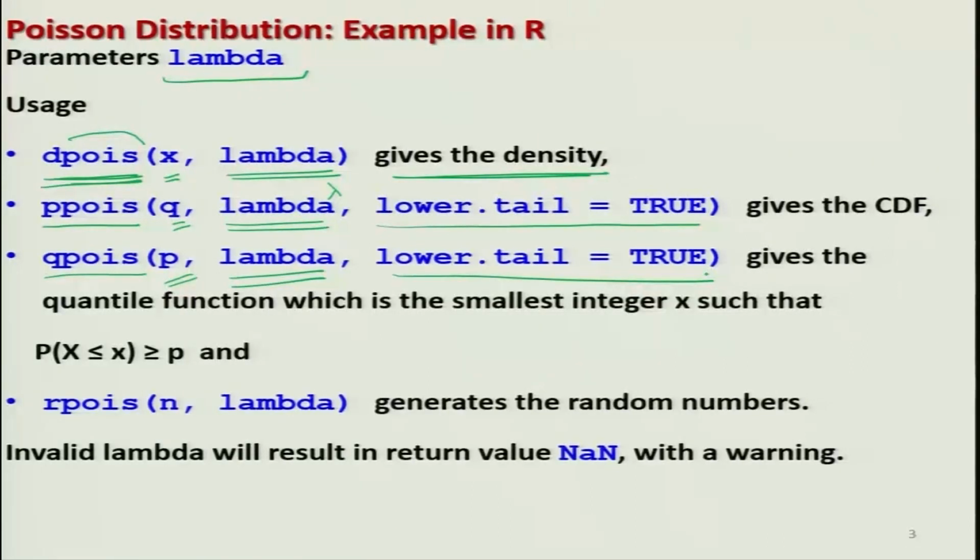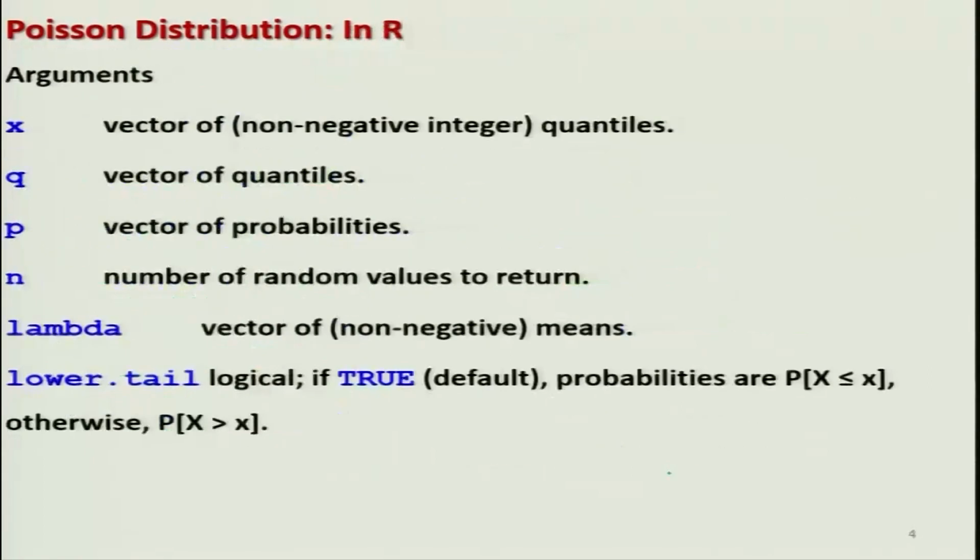This gives you the quantile function, which is the smallest integer x such that the probability that capital X is less than or equal to small x is greater than or equal to p. And the command rpois with n and lambda inside the parenthesis will generate a small number of random observations from this Poisson distribution with parameter lambda. If you try to use an invalid value of lambda, that will result in a NaN with a warning.